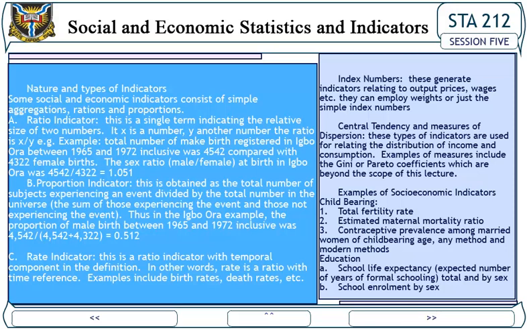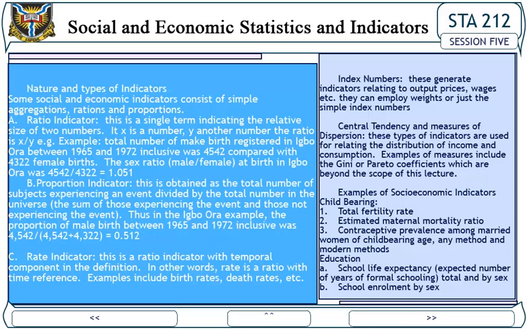If x is a number and y another number, the ratio is x over y. For example, the total number of male births registered in Igboora between 1965 and 1972 inclusive was 4,542 compared with 4,322 female births. The sex ratio, male to female, at birth in Igboora was 4,542 to 4,322, which is equal to 1.051.